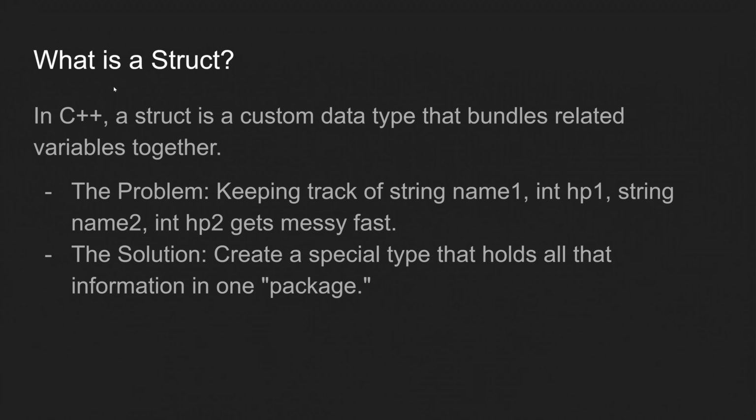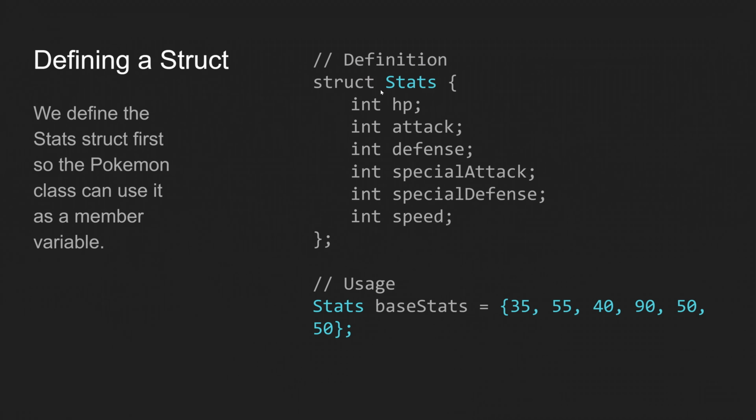Well, what is a struct? In C++, a struct is a custom data type that bundles related variables together. So the problem that it's solving is, how do you keep track of all your different stats, all your different variables? We create a special data type that holds all that information in one package. So you define a struct by just saying struct, and then give it a name, curly braces, and then you put your different values, your variables that belong in there, inside that struct. You can create an instance of that by just calling it and then assigning the values, though we'll probably do it a different way.